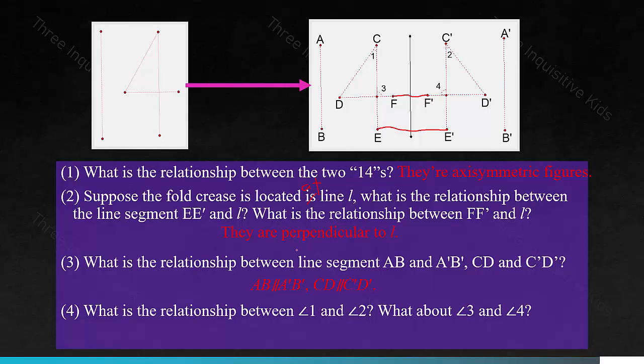What is the relationship between angle 1 and angle 2? What about 3 and 4? Well, angle 1 equals angle 2, and angle 3 equals angle 4. Nothing changed except that this figure, the 14, was reflected across the L axis. Everything about it, its size, its shape, its length, its width, did not change. They are still congruent except that they are reflected.